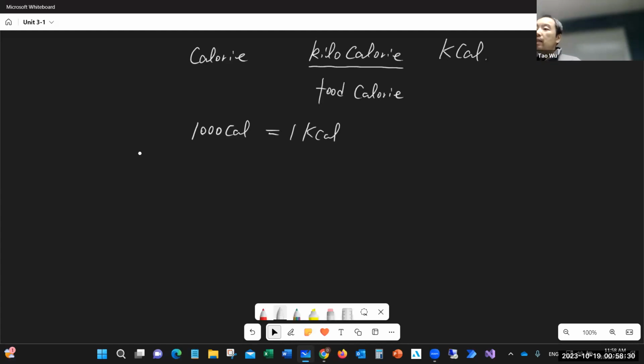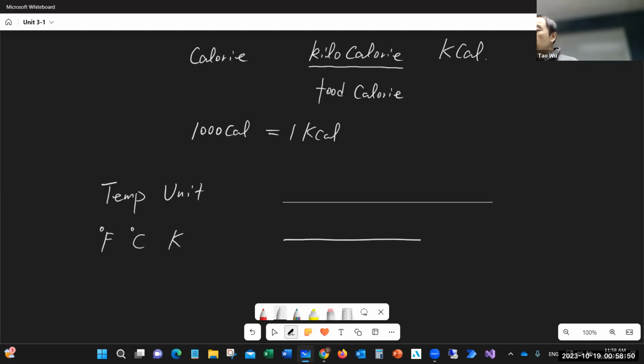All right. So these are the units for the heat, where most of the time we're using kilojoule. And the next part, we're going to talk about the unit for the temperature. We know for temperature, we have Fahrenheit, Celsius, and Kelvin, right? So what is the relationship between those? Let me just draw 3 lines over here, and then we can see the difference.